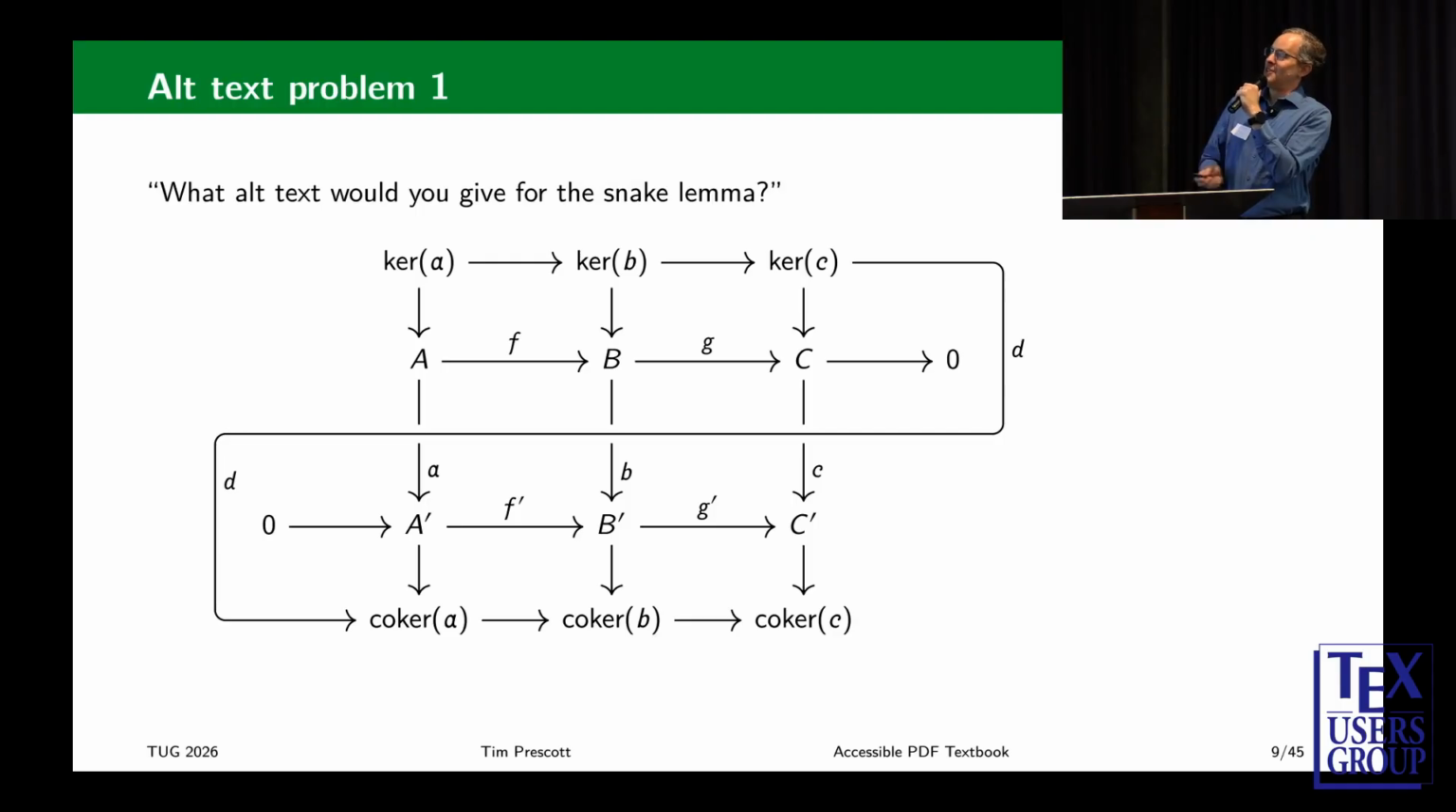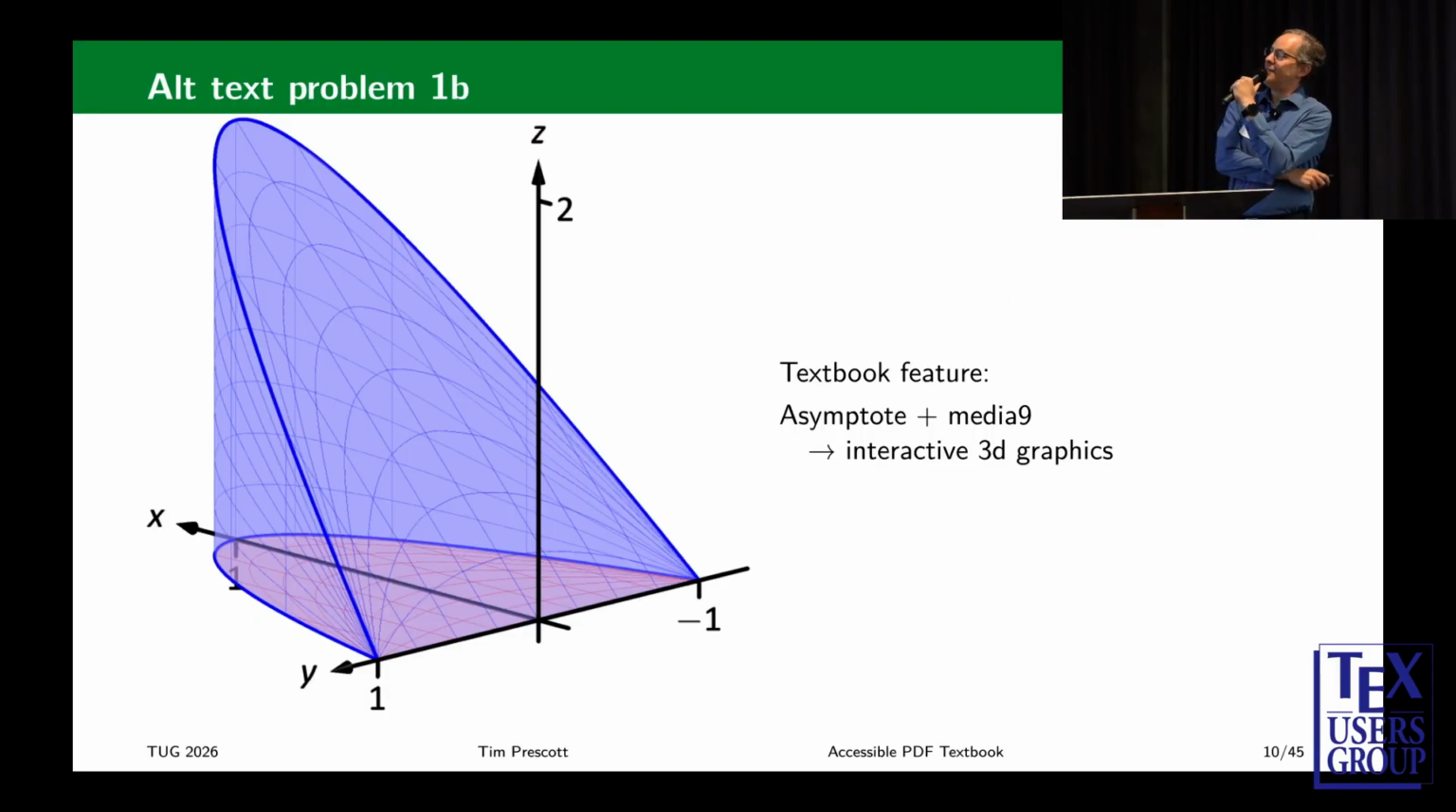Luckily, the snake lemma doesn't show up in calculus. What we do have, when we get to calculus 3 and multivariable calculus, one of the things I really like about the textbook is that we have used Asymptote and Media9 to make three-dimensional images that, if you're looking at this in Adobe, you can grab the image and spin it around and rotate it. Now then, how do you describe this?